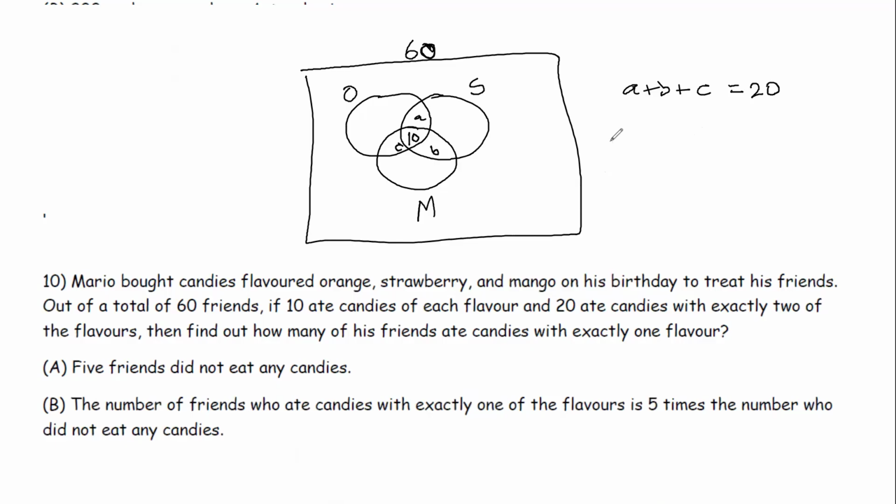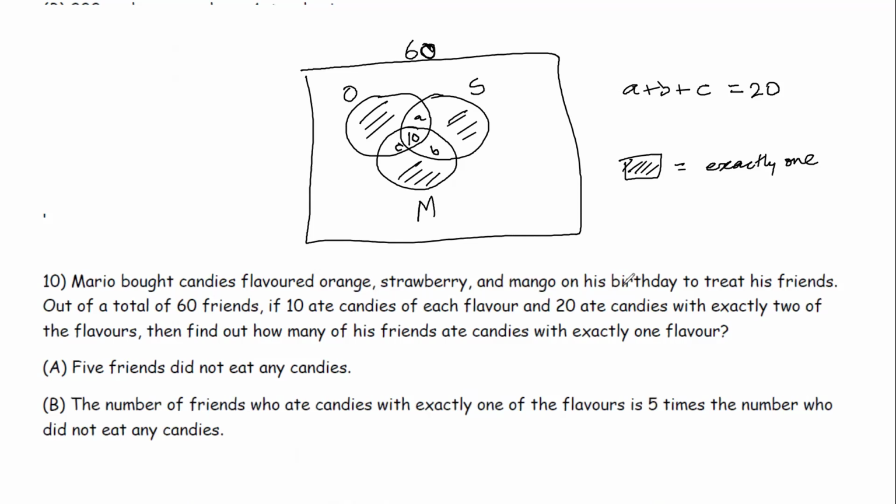Then find out how many of his friends ate candies with exactly one flavor. So only this part, only one, is exactly one, meaning those who had only orange but not strawberry and mango, only strawberry but not orange and mango, only mango but not orange and strawberry. That is exactly one. So that is what we need to find out.